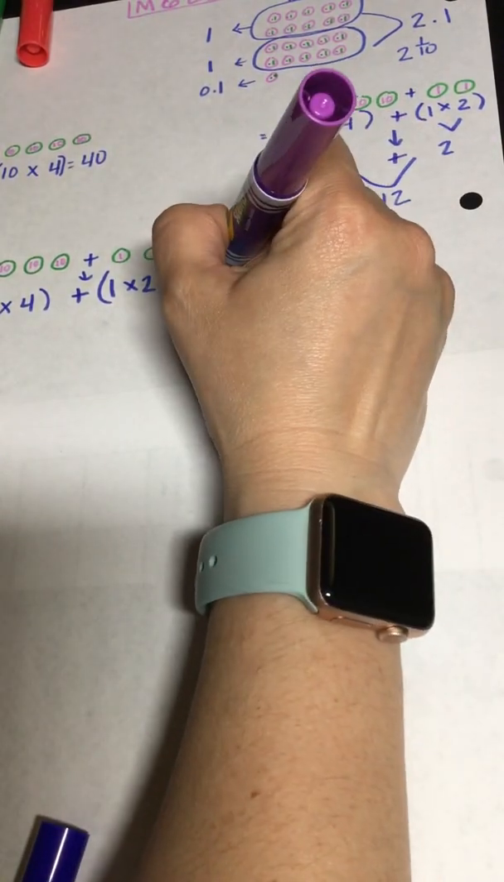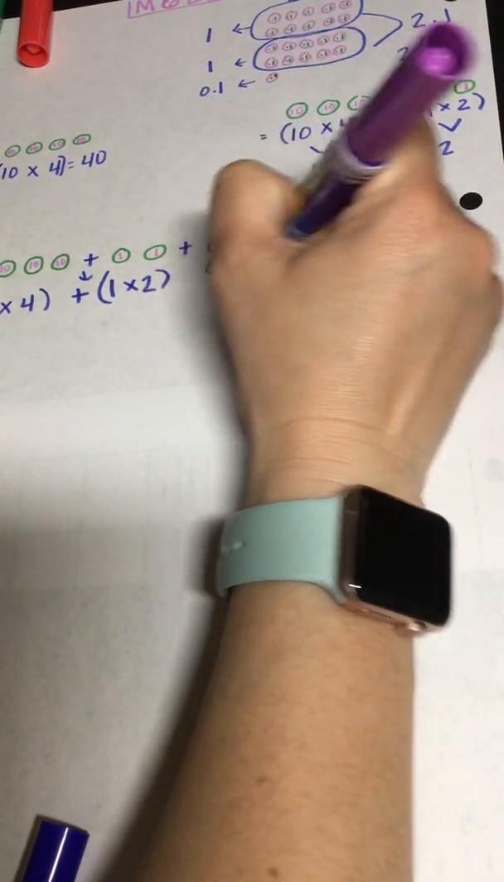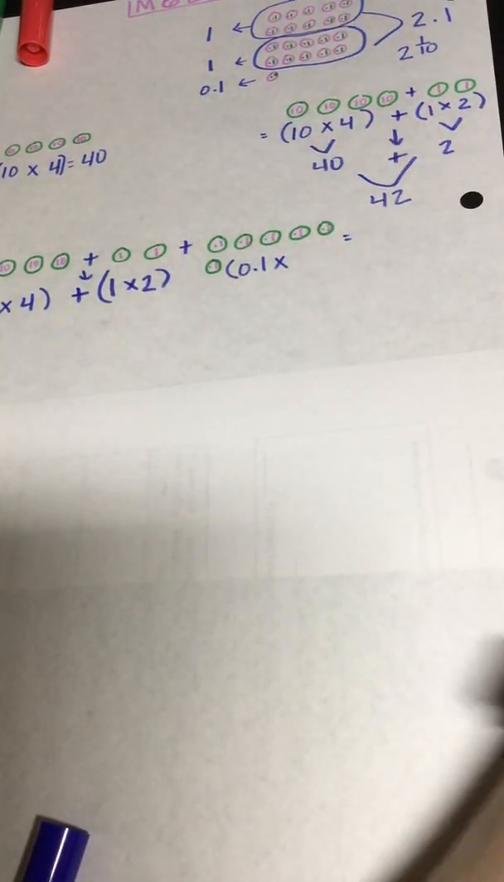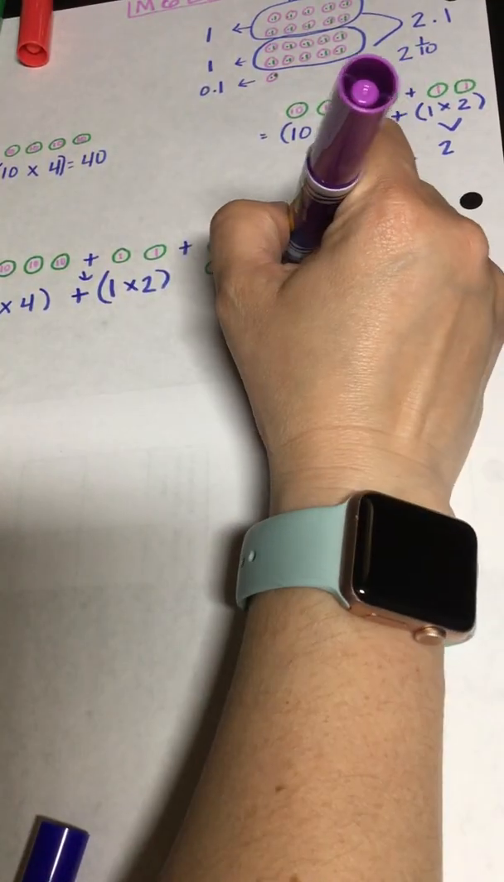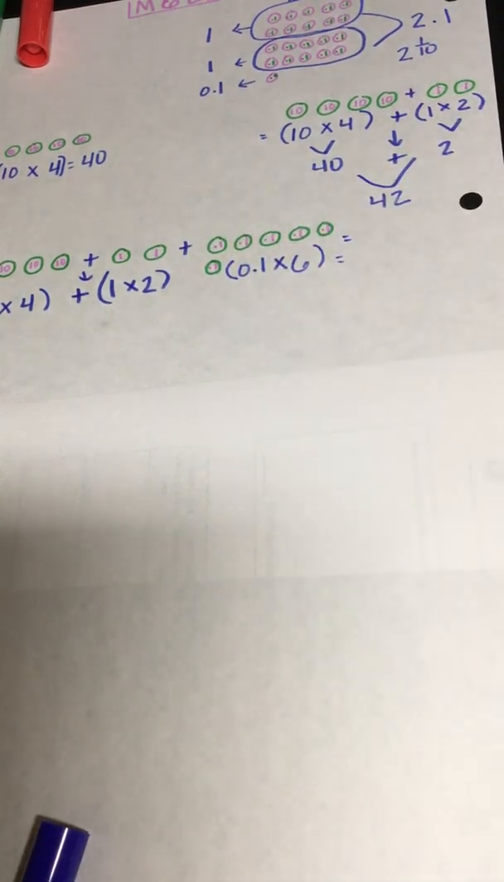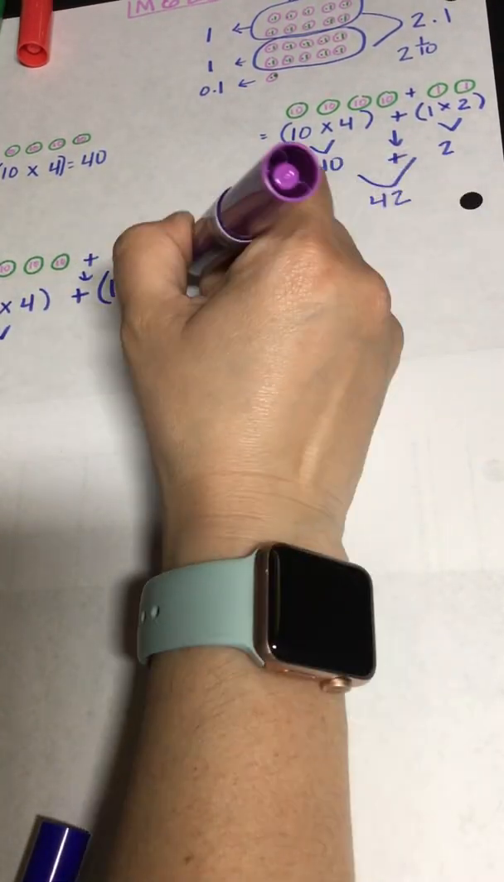Okay, over here, what do I have? These are all worth 0.1, right? And I'm going to multiply them. How many do I have? 1, 2, 3, 4, 5, I have 6 of them. Equals what? Okay, so we're going to solve each of these. And we're going to continue to bring down that plus sign.